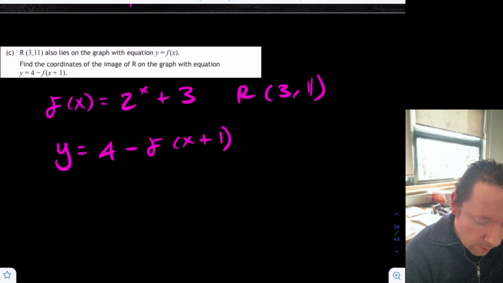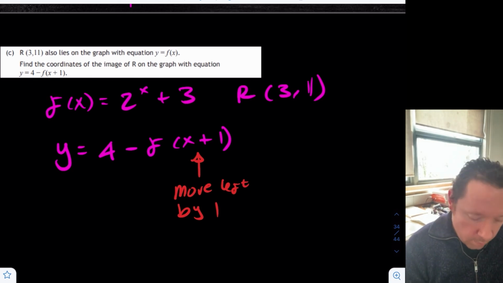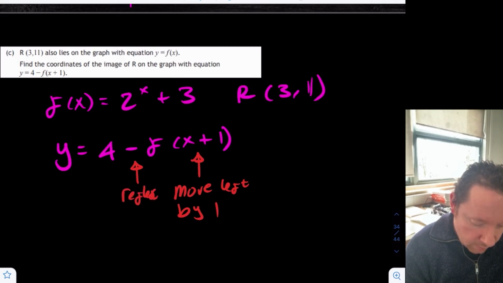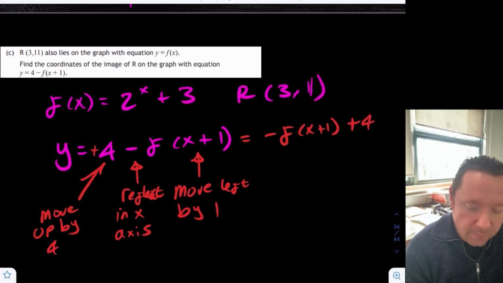So what does that mean? Well, let's just take a few notes. The plus 1 in here means we move left by 1. Minus f of x means we reflect in the x-axis. And you can think of this 4 as plus 4, so move up by 4. If it helps, you can rewrite this as minus f of x plus 1, and then add the 4 in the end, and you might be able to see that better.